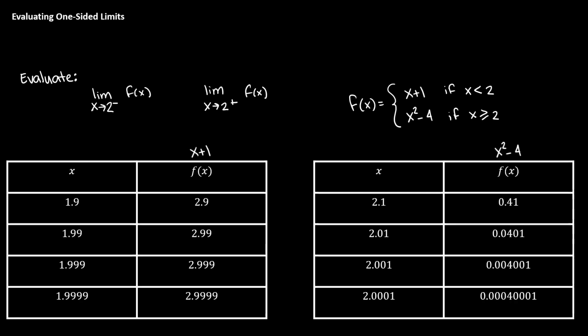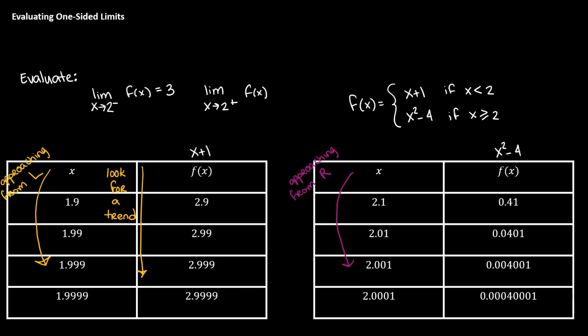We fill out our table using points that are very close to 2 on the left side, points that are very close to 2 on the right side, and then of course we look for the trend in the behavior. As x is approaching 2 from the left, our function outputs are tending towards 3. So the left-sided limit is equal to 3. As x is approaching 2 from the right, our function outputs are tending towards 0. Notice that the decimal value is getting smaller and smaller, and more zeros are appearing in this pattern. It's safe to say that our function outputs are tending towards 0, so our right-hand limit is equal to 0.